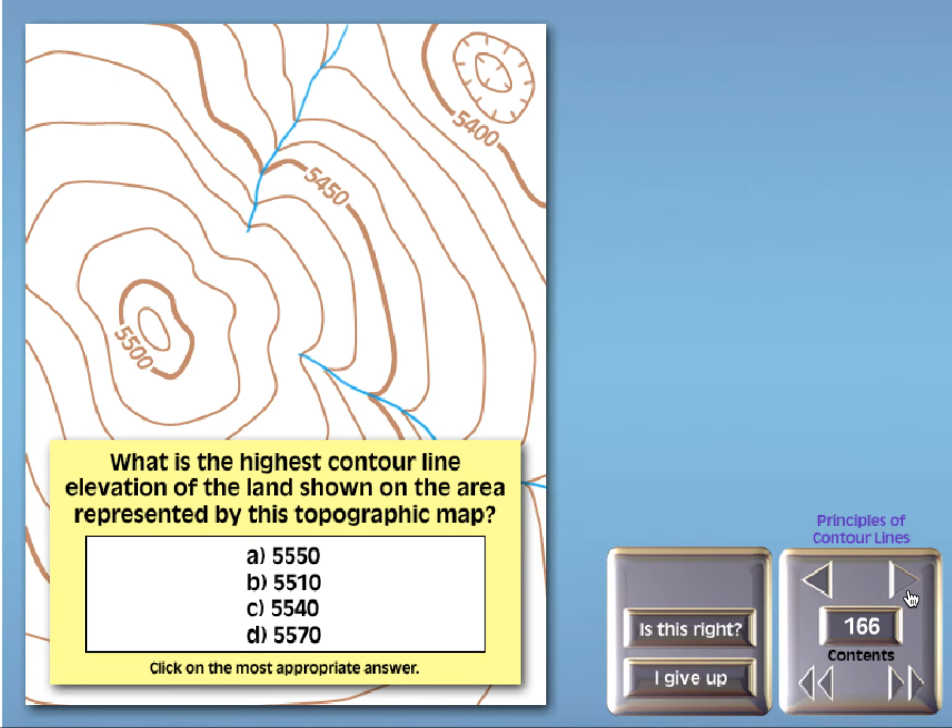What is the highest contour line elevation of the land shown on the area represented by this topographic map? Click on the most appropriate answer. What is the lowest contour line elevation of the land shown on the area represented by this topographic map?